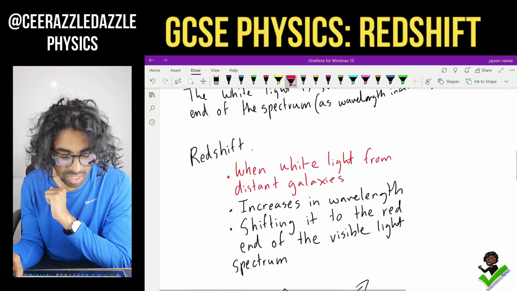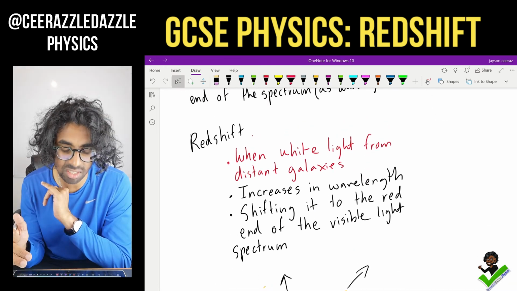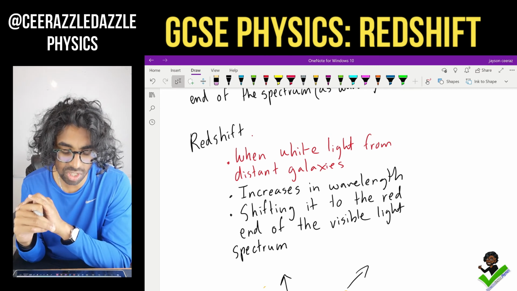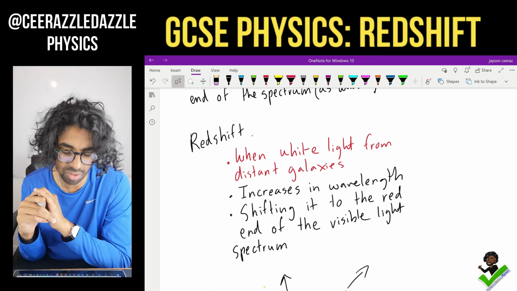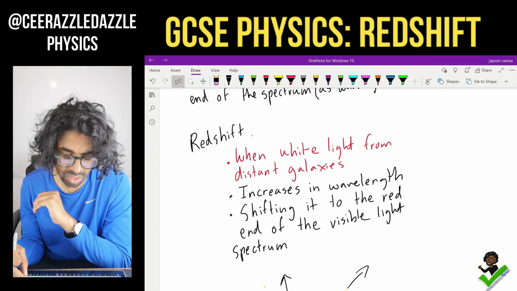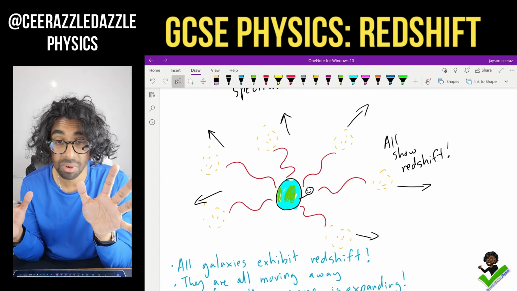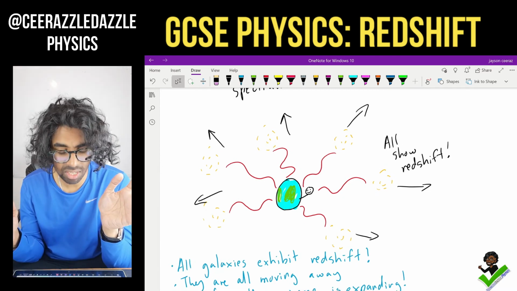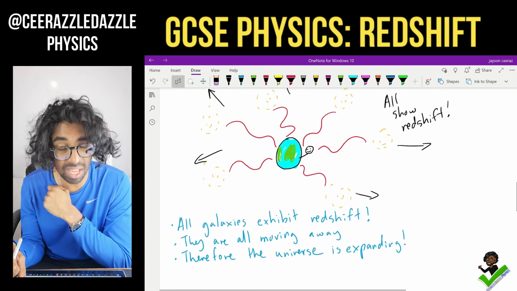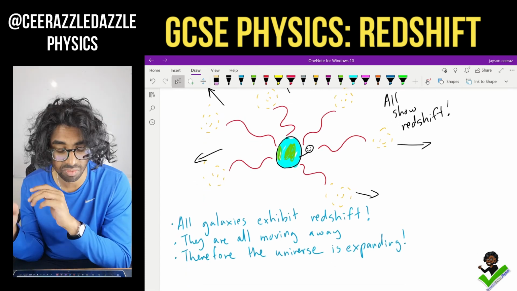So what does that mean? Redshift is when the white light from distant galaxies increases in wavelength, shifting it to the red end of the visible light spectrum. How is that important to us? If we look at all the light from distant galaxies, they all show redshift. It means that the universe is expanding, because they've all got redshift.